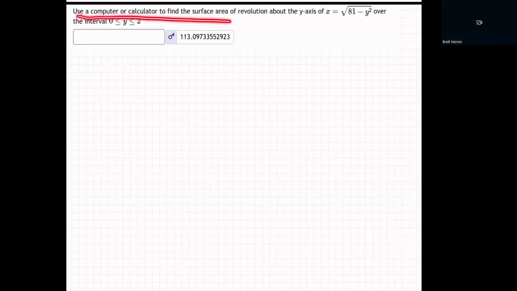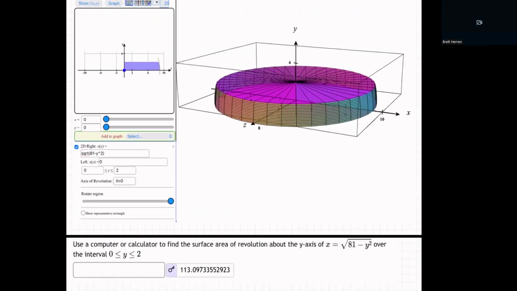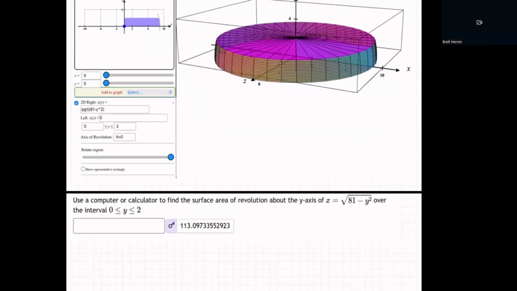Use the computer or calculator to find the surface area of revolution about the y-axis of that over the interval 0 to 2. Okay, so here's what we're talking about. I typed it into the CalcPlot3D just so we could see it. So this is the function x equals the square root of 81 minus y squared. I put it in right there.